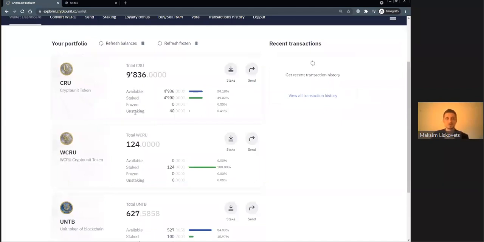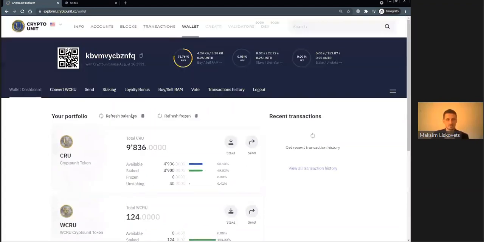So from here, they will come to available, so unstaking, those that we unstaked. The next point to remember here, that we would like to explore in detail today, while I'm still on this page, let us talk about RAM, CPU, and NET, what they are about and why they are needed.